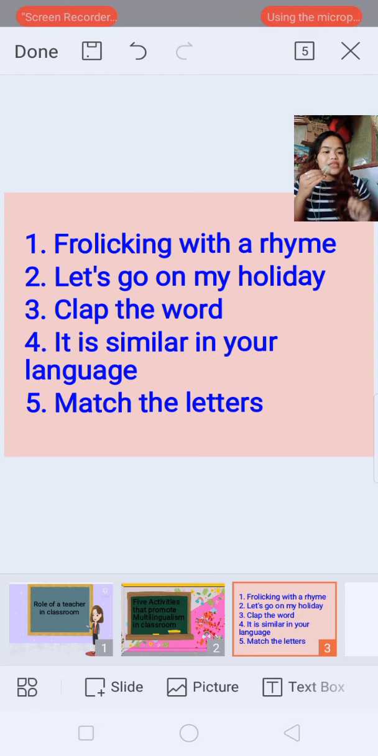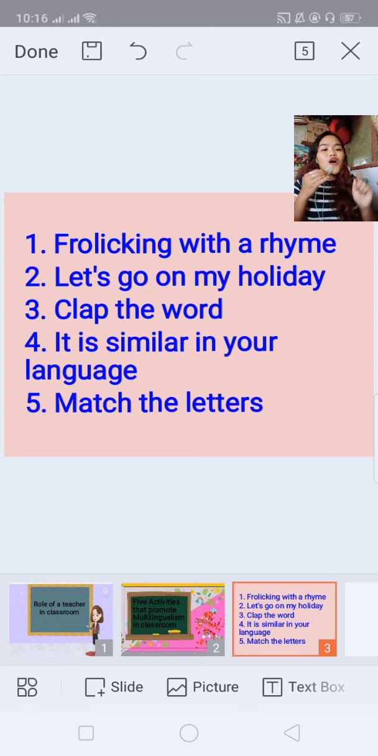So the next one, it is Similar in Your Language. This is the fourth activity. So this activity aims to provide children with the opportunity to discover similarities and differences between words in different languages. So the child will act as a language detective. So ang students will act siya as a detective. Siya ang mag-observe o siya ang mag-detect sa language.